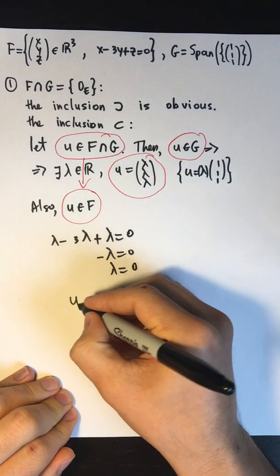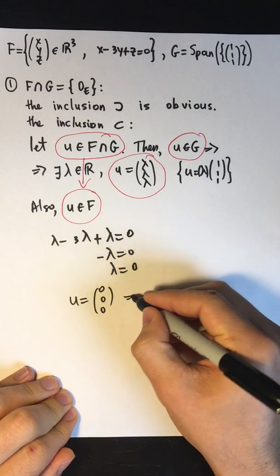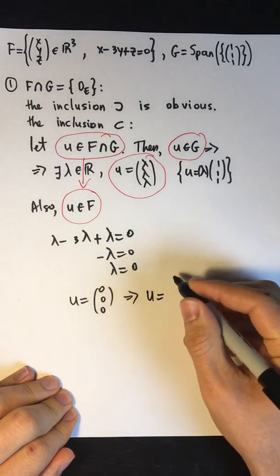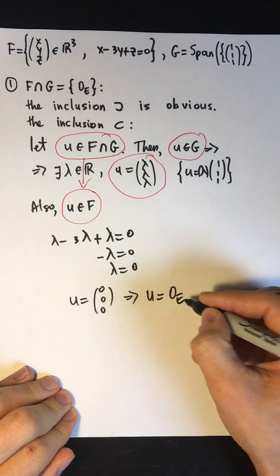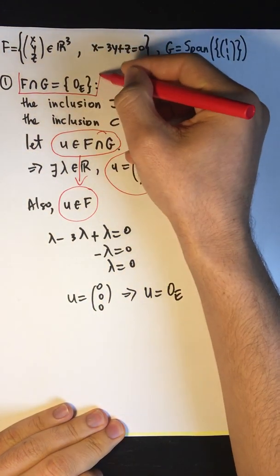If lambda is 0, then U is equal to (0, 0, 0). So what does it mean? It means that U is the zero vector. It means that we have proven this case.